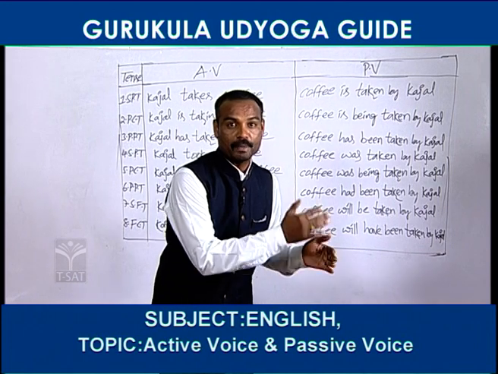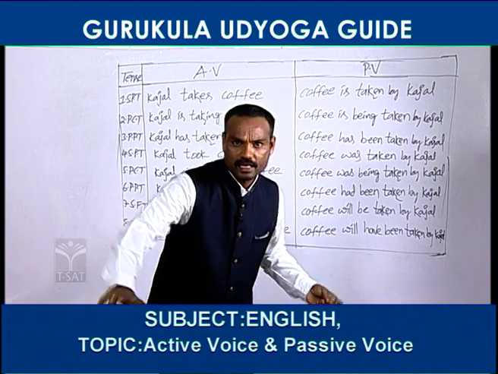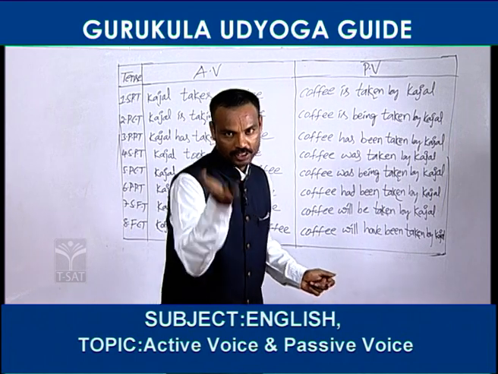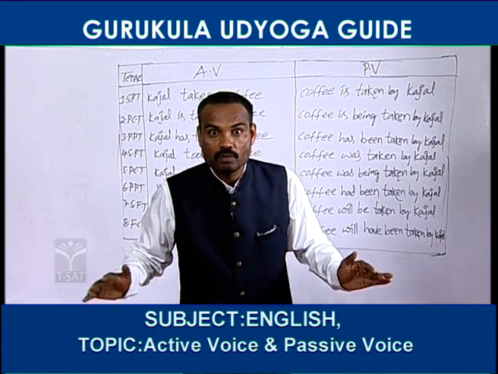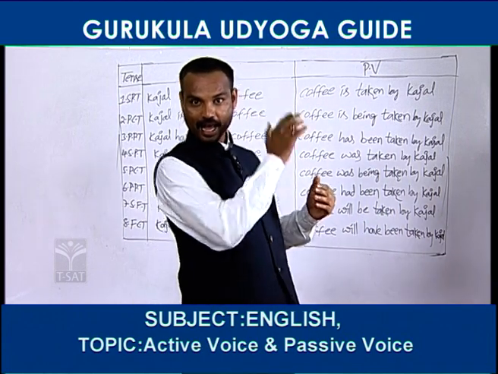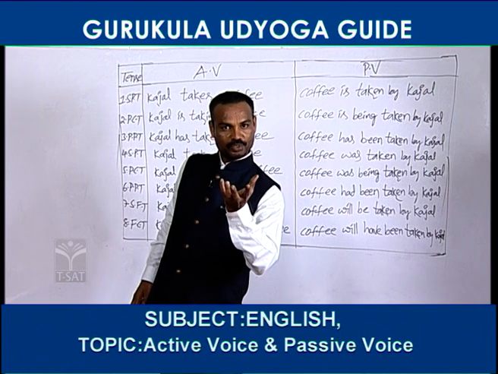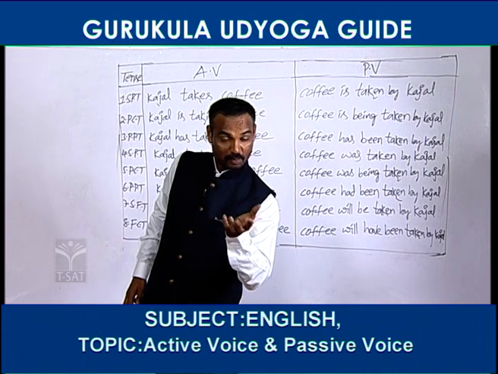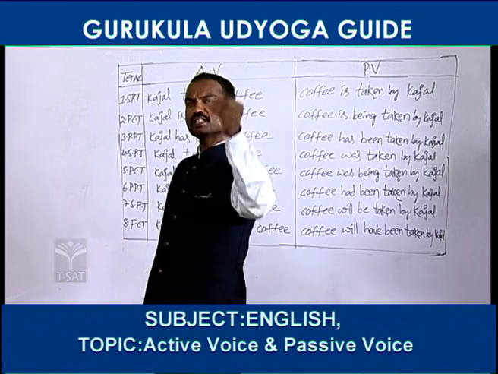Rajnikant was eating a mango. Mango is a singular object. For a singular object, was should be taken. Next, one more example. Kamal Hassan was eating apples. Apples is a plural object or singular object? Singular? No, plural object. For a plural object, were should be taken.